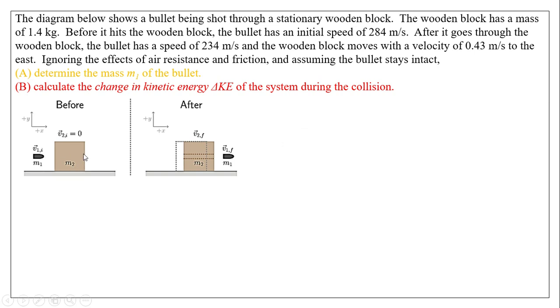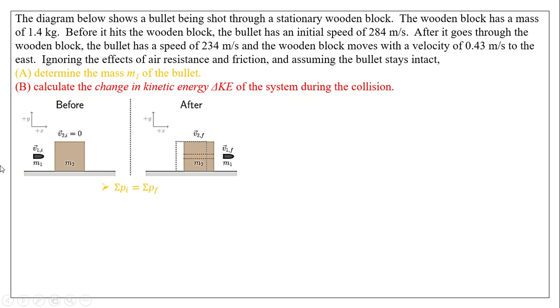This particular block has a mass of 1.4 kilograms. And then both the block and the bullet will move to the right after the collision. The block will move to the right at a rate of 0.43 meters per second, and then the bullet will move at a slower rate of 234 meters per second. Here's part A and B. Part A asks us to determine the mass of the bullet, so let's crack that out.